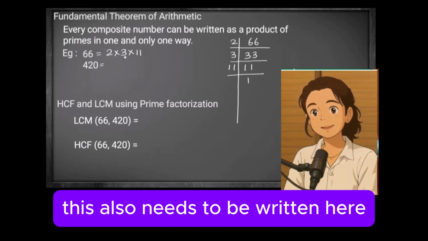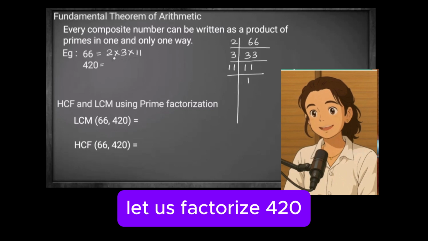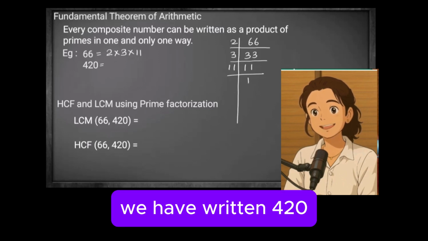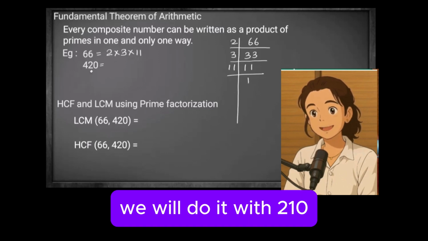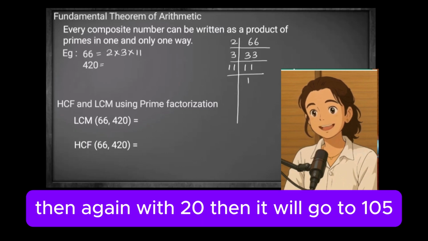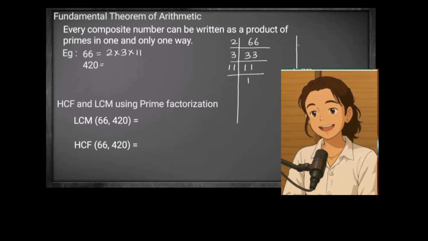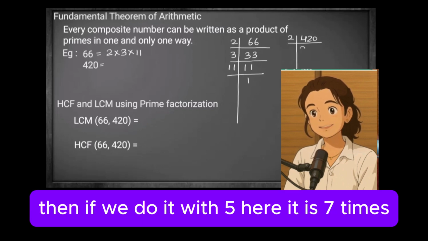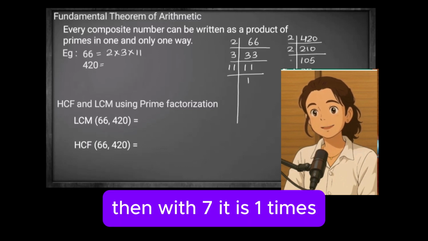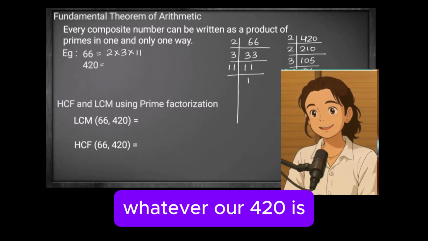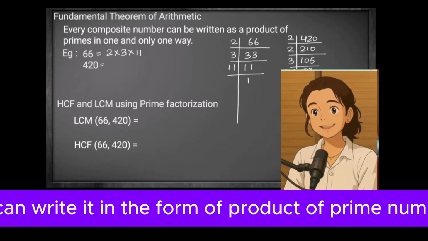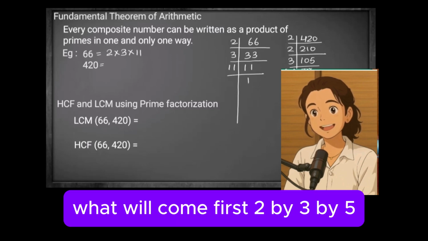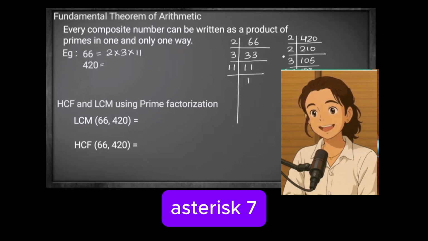We can also write 420 in the same way. This also needs to be written here. Let us factorize 420. We have written 420. We will divide it by 2 to get 210. Then again by 2, then it will go to 105. Then by 3, it will go to 35. Then if we divide by 5 here, it is 7. Then by 7, it is 1. Whatever our 420 is, we can write it in the form of a product of prime numbers like this. What will come first? 2 times 2 times 3 times 5 times 7.